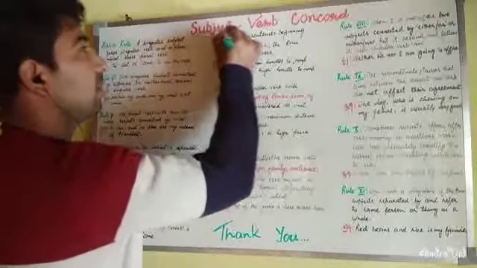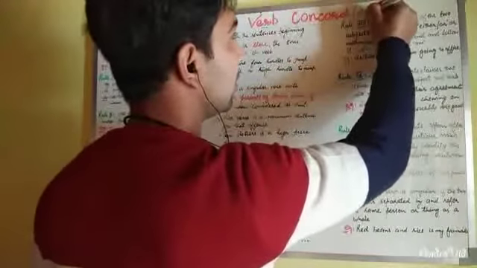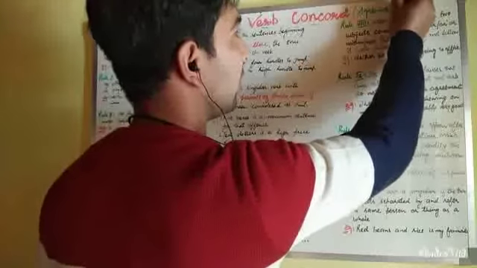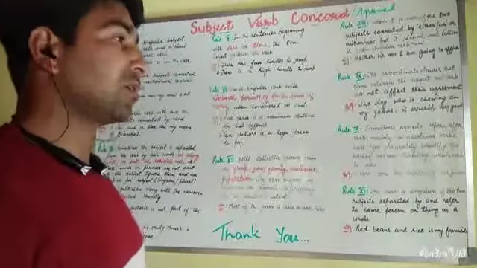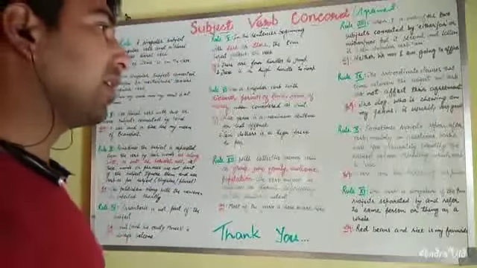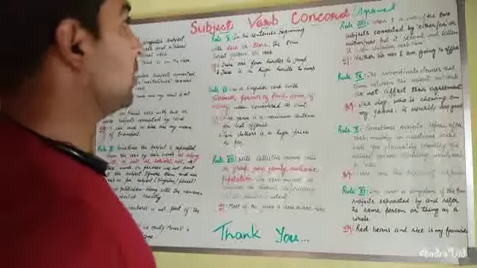So right now I am here today with subject verb concord, or we call it agreement. What is the agreement between subject and verb? If one subject is used, what kind of verb will it take, and if one kind of verb is used, what kind of subject will it take? We'll see in this video.